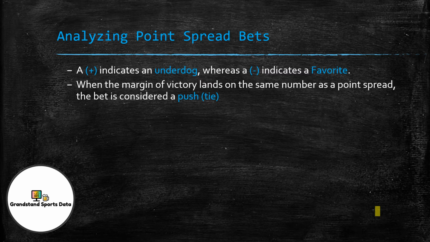Analyzing point spread bets. A plus indicates an underdog, whereas a minus indicates a favorite. When the margin of victory lands on the same number as the point spread, the bet is considered a push, also known as a tie.